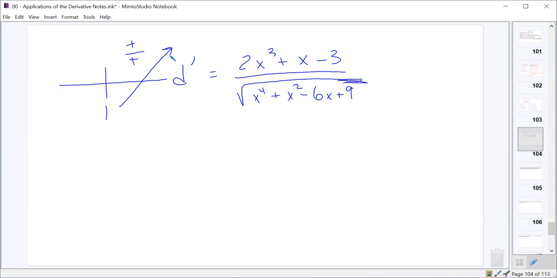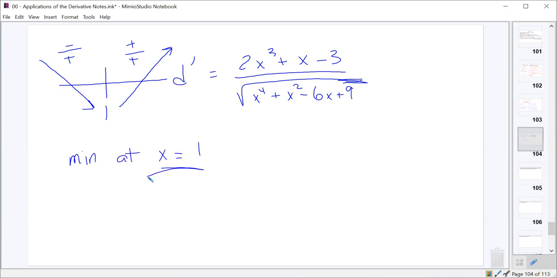And then if we plug in something less than 1, like 0, we're going to end up with a -3 over the square root of 9. That's a negative over a positive. And a negative over a positive yields a negative, so the function is decreasing, which tells us we must have a minimum at x equals 1.